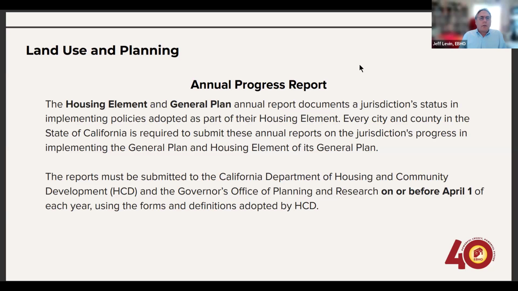And then also the jurisdictions are required to have a public meeting where the annual progress report is considered. They don't have to do that before they submit it to the state, but they do need to do it. So if that has not happened in your jurisdiction, you should be asking the city when they are going to have their annual review of the progress report.